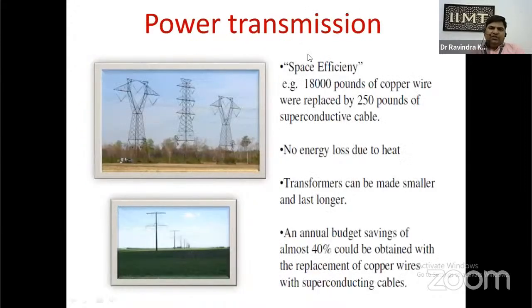Last one is power transmission. We know that if we utilize this superconductor instead of copper wire, then 18,000 pounds of copper wire will be replaced by 250 pounds of superconducting cables, and there will be no loss due to heat. Transformers can be made smaller and last longer. An annual budget saving of 40% could be obtained with replacement of copper wires with superconducting cables.